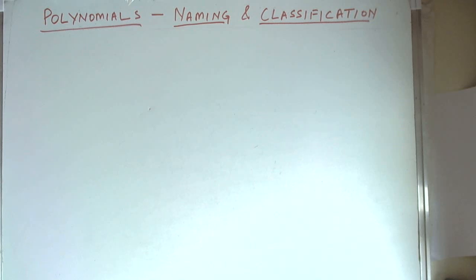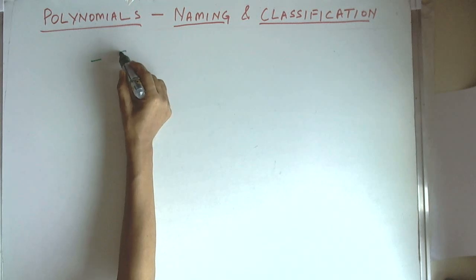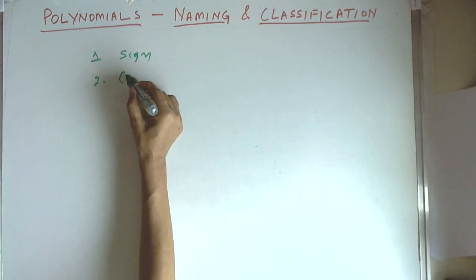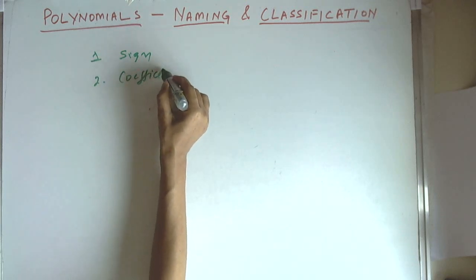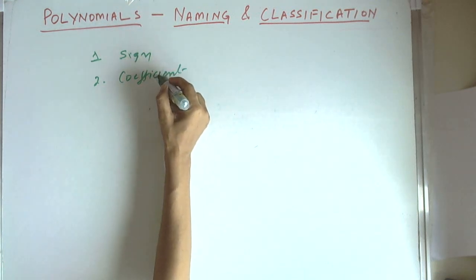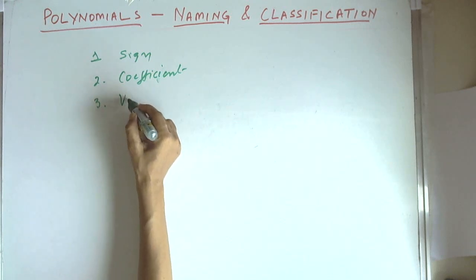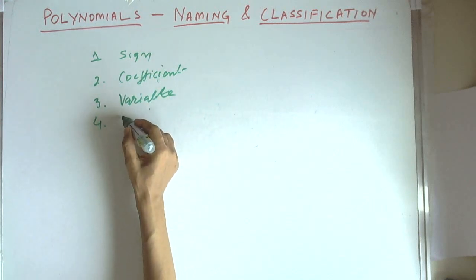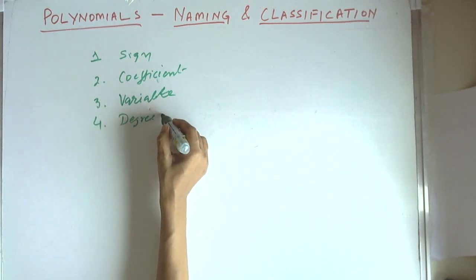So far we have learned that polynomials are algebraic expressions consisting of one or many terms, and we have seen that a term has four components. Number one is sign, number two is coefficient, number three is variable, and number four is degree or power of variable.